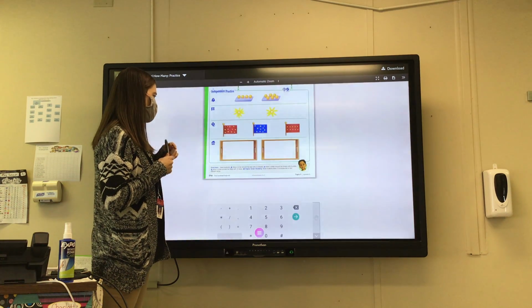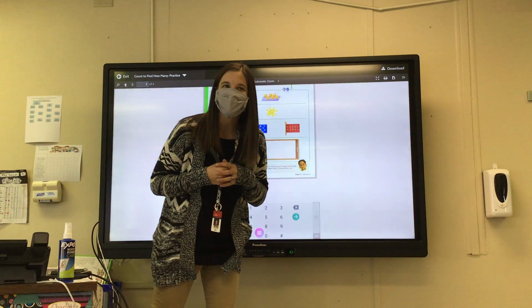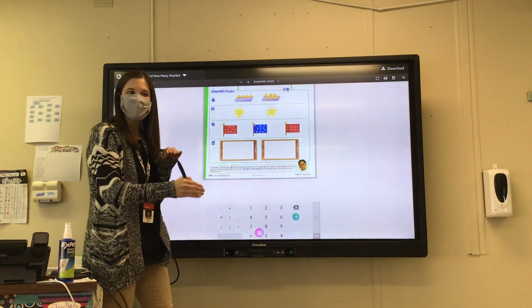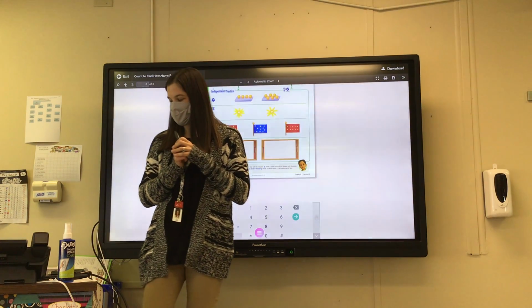Okay, for number 9, draw a circle around the flags. Flags. That means more than one. Flags with 10 stars.